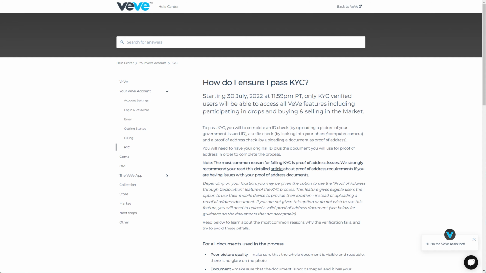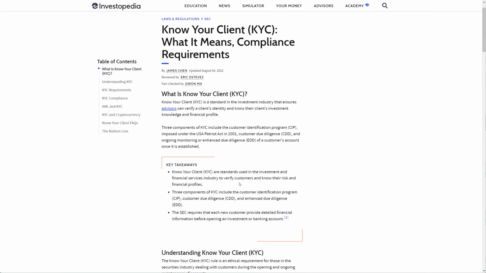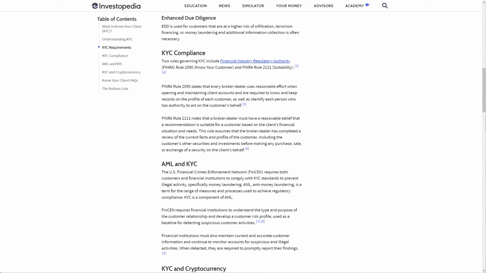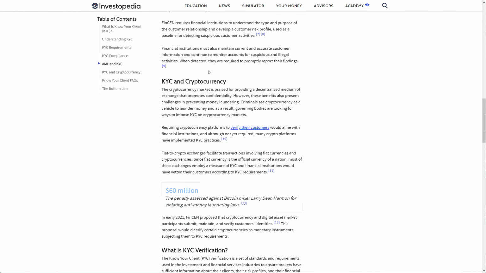So how KYC came about: Know Your Customer came out pretty much as a result of the U.S. Patriot Act of 2001, basically to deal with anti-money laundering, terrorism and whatnot. So why VeVe is sucked into this KYC realm is basically this: crypto.